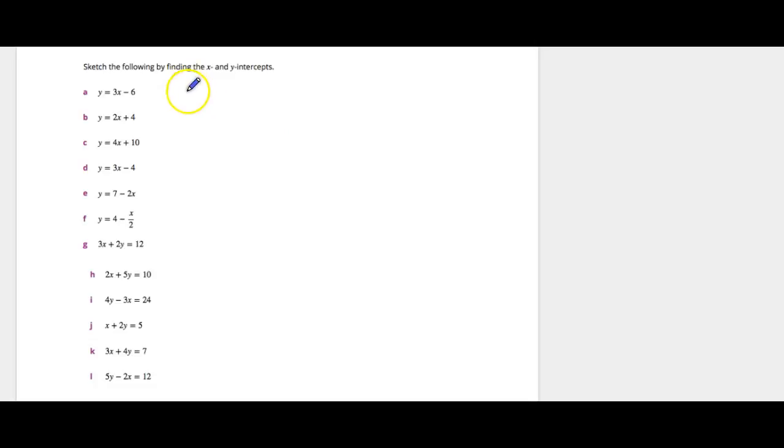If we're finding the x-intercept, we've got to let y equal 0. And if you're finding the y-intercept, which we'll do next, you let x equal 0. I'll just explain quickly why before we do it. I'll draw a set of axes, perhaps in the middle here.